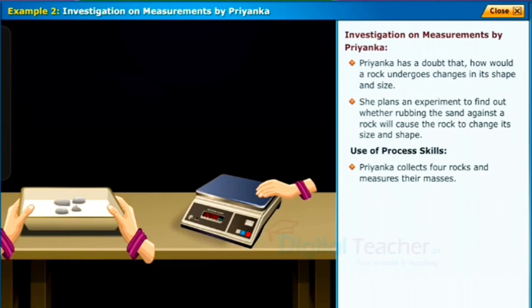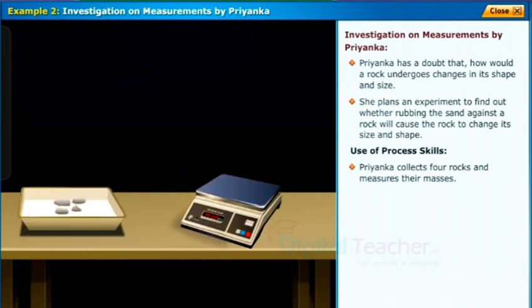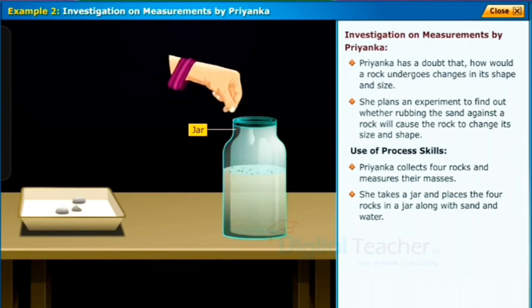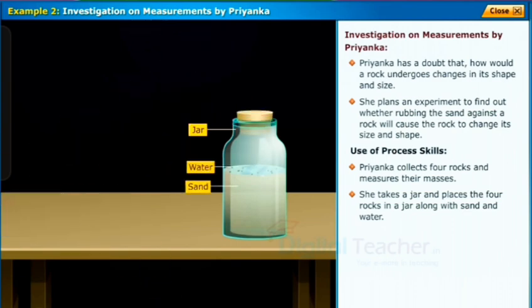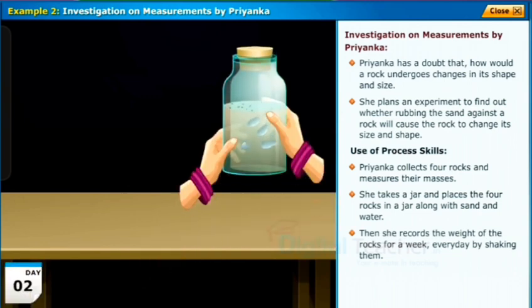Priyanka collects 4 rocks and measures their masses. She takes a jar and places the 4 rocks in the jar along with sand and water. Then she records the weight of the rocks for a week, every day, after shaking them.